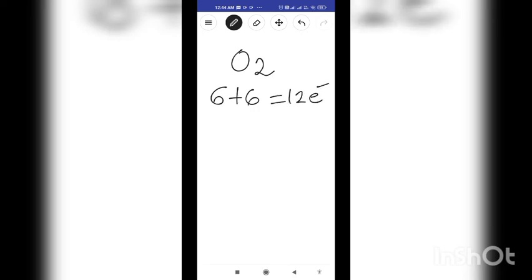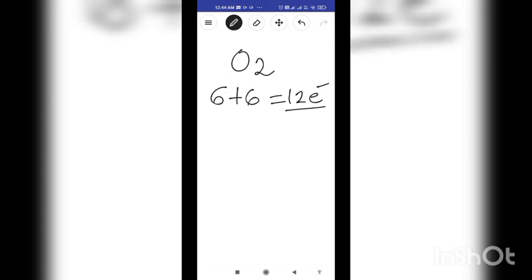One more example, that is the O2 molecule. How to draw the structure of O2? First step is we have to find out the total number of valence electrons. So each oxygen has 6 valence electrons. There are 2, that's why 6 plus 6, it is 12. It is carrying 12 electrons. So we have to distribute these 12 electrons.